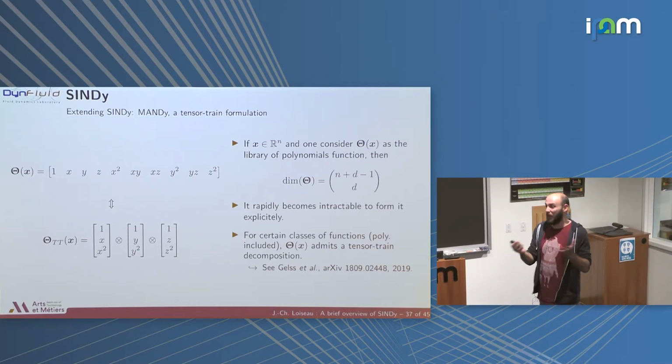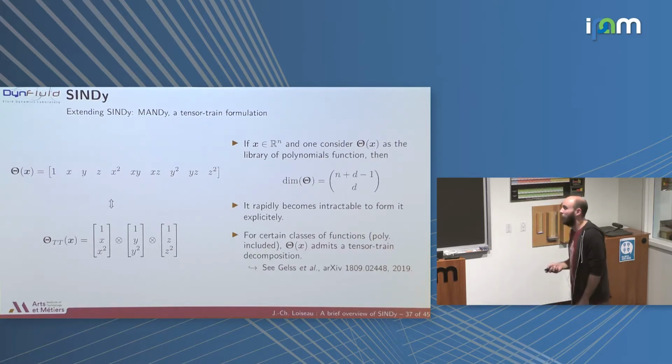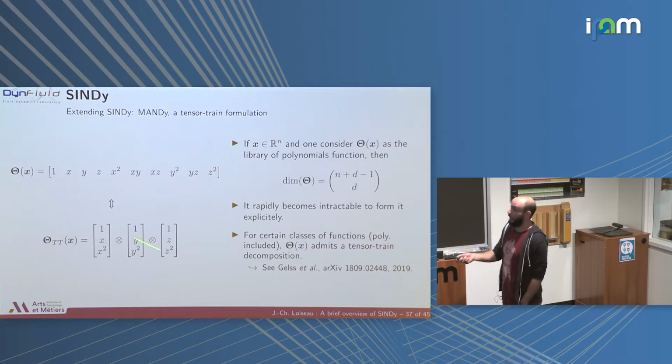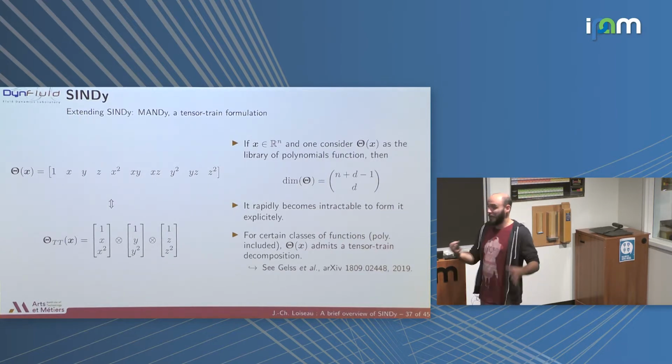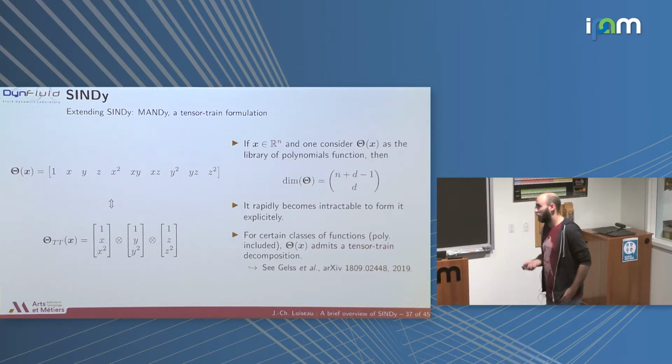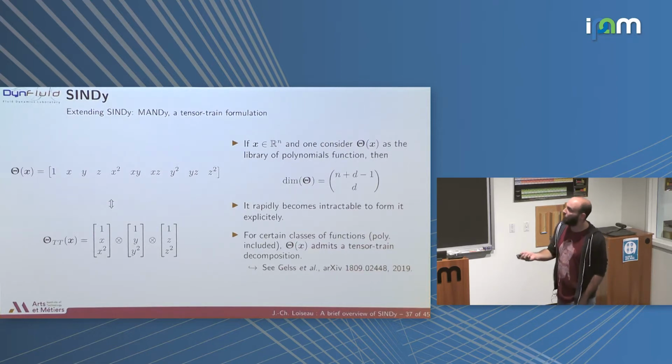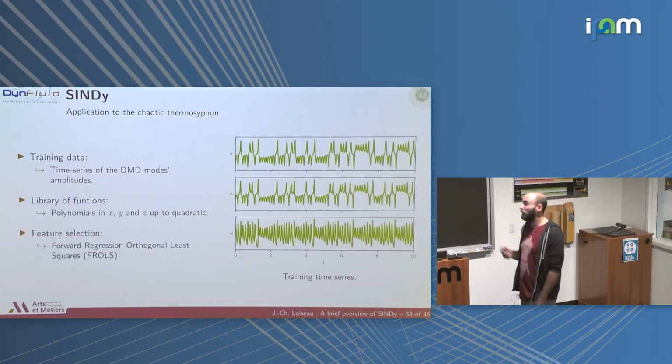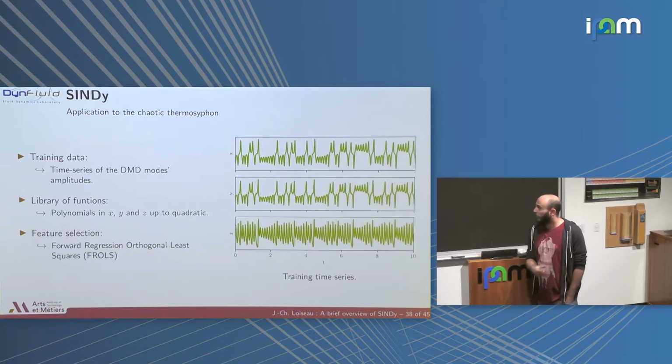Albeit you need to trade the classical linear algebra we have for tensor train algebras. But that's pretty promising for actually high-dimensional system identification, provided you have sufficient data, obviously. All right, so let's apply all of this to our problem.